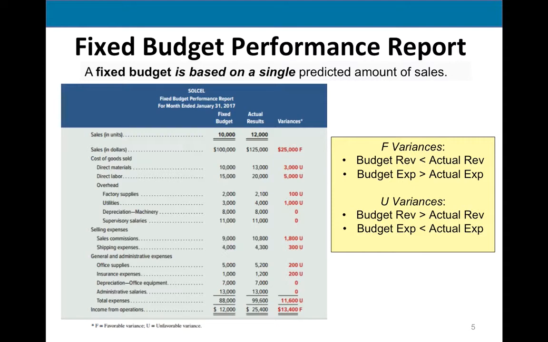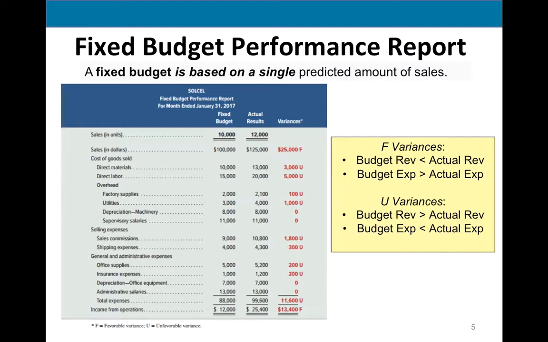In the fixed budget report, you can see that again, we have only a single predicted amount of sales, and this is a total budget performance report. You can see we separate here cost of goods sold, selling expenses, general and administrative expenses. Here is the income from operations. This is what we planned. This is the budget, and these are the actual results for the month ended January 31st. And when I start comparing them, I'm looking line by line. I start looking at variances.